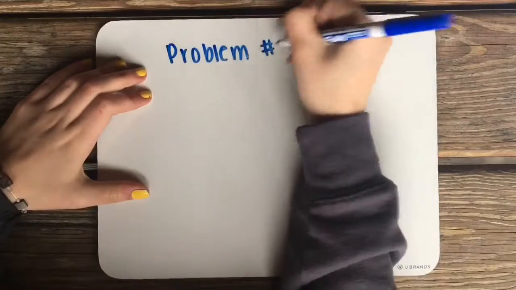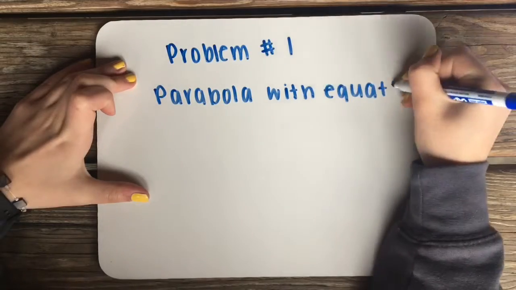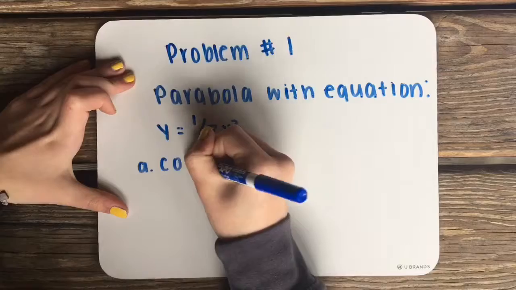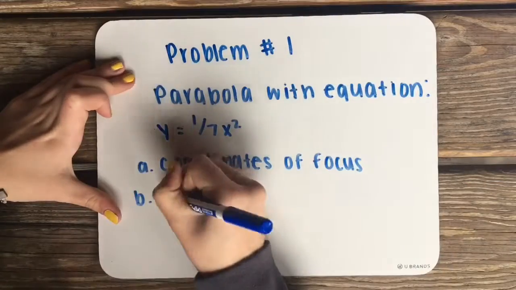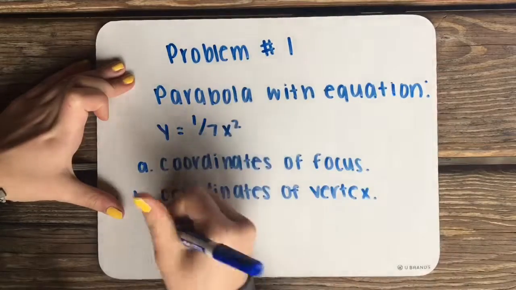For our first problem, we're going to be looking at a parabola with the equation y is equal to 1 over 7 x squared. We're going to be finding the coordinates of focus, the coordinates of vertex, and we're going to state the equation of its directrix.